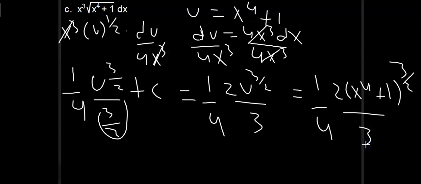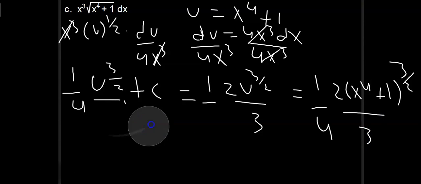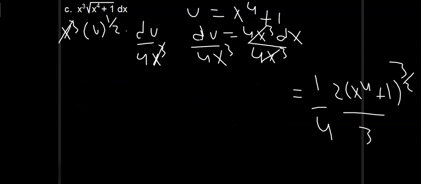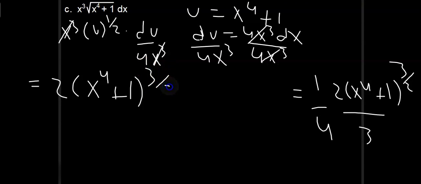So let me just erase this since I'm running out of space. So now it will be what? It will be 2, the whole x raised to the 4 plus 1, and the whole over 3 over 2.